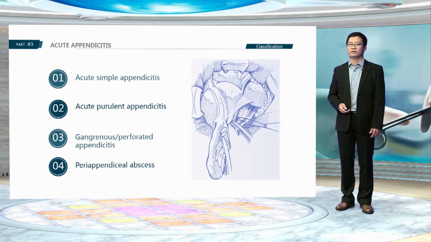Classification of acute appendicitis. It can be divided into acute simple appendicitis and purulent, gangrenous, perforated appendicitis, or even periappendiceal abscess.